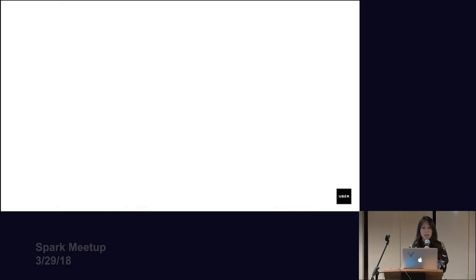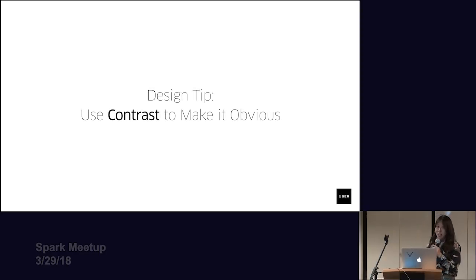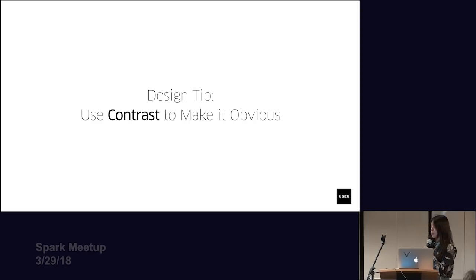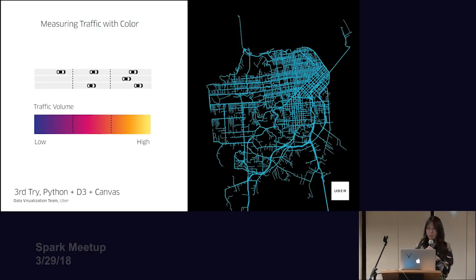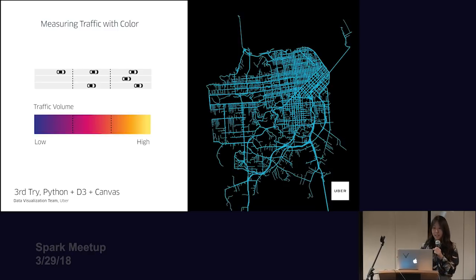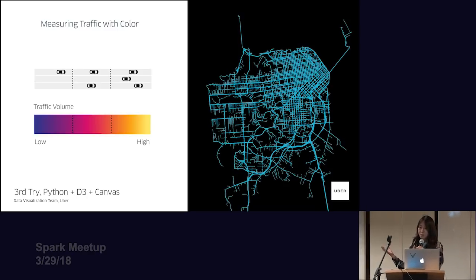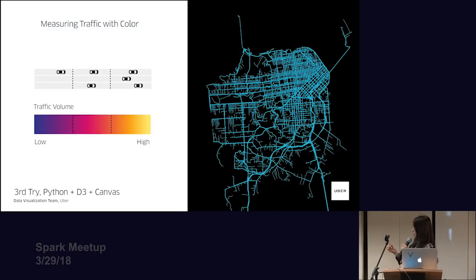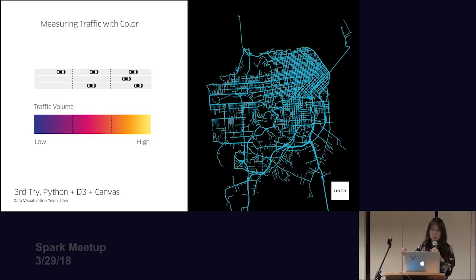I started thinking about, okay, what is the key difference between these two operations? And if I find this key difference, I can use contrast to make it more obvious. So the key difference, obviously, is traffic, right? On one side, you have twice the amount of cars. So maybe color is a better way to represent this.